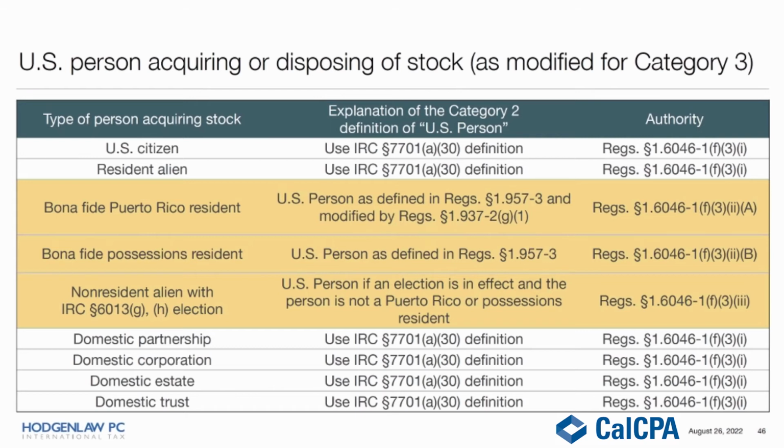Now, this is for category three, for yourself. So, in theory, you would know whether you're a Puerto Rico resident or possessions. You'll know whether you made the 6013G election or not. You'll know if you're a domestic corporation, for instance, or not. So this is going to be a little bit less problematic because you're at the source of the knowledge, because it's about yourself rather than an officer who may not be at the source of the knowledge and may find things happening behind his or her back.